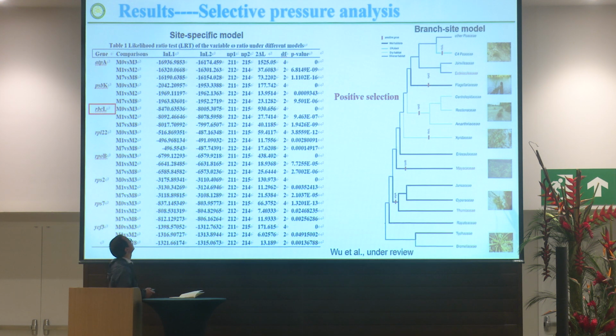Finally, we did the selective pressure analysis, and we found several genes were under positive selection, notably along the families that have the C4 photosynthetic pathway and those living in wetter habitats.